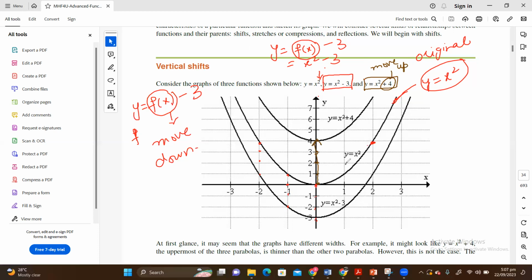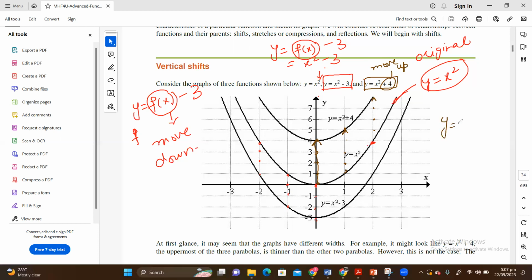You can check here. This is the original. 1, 2, 3, 4. Moving upward with 4 units. Are you getting my point? Yes. We have an original function.